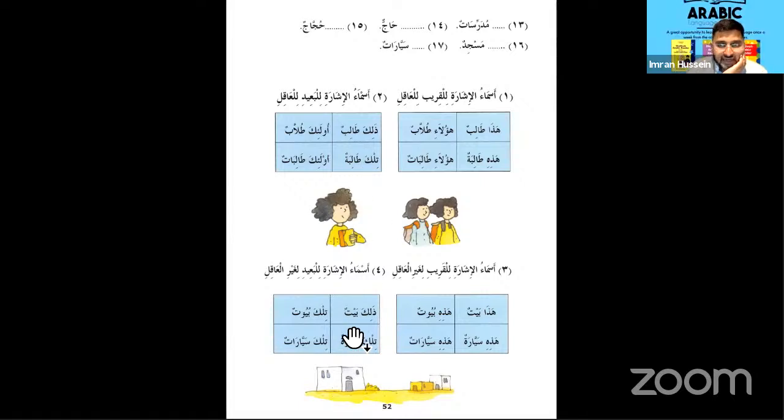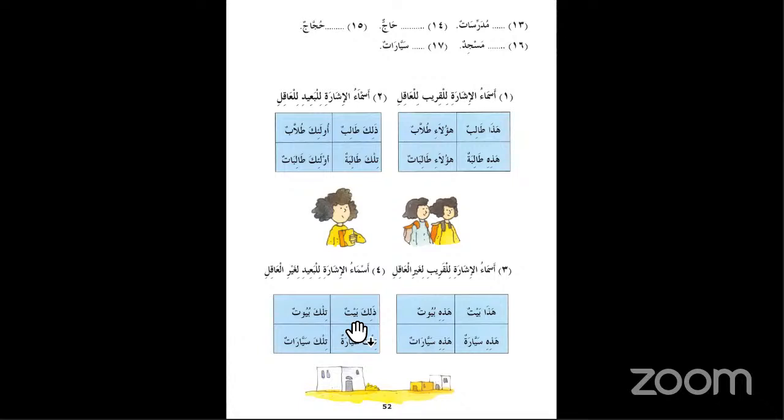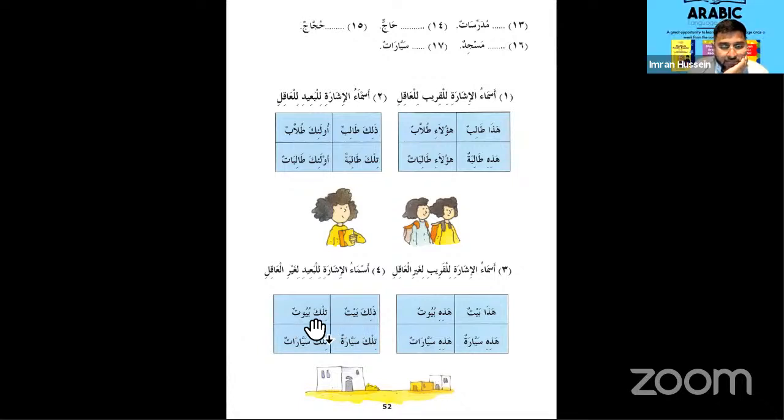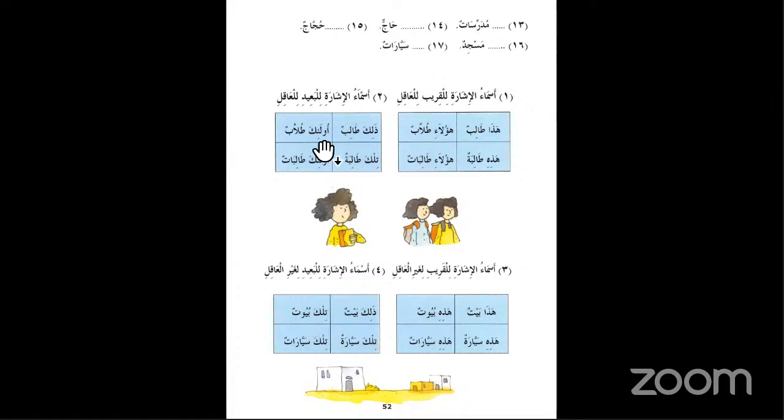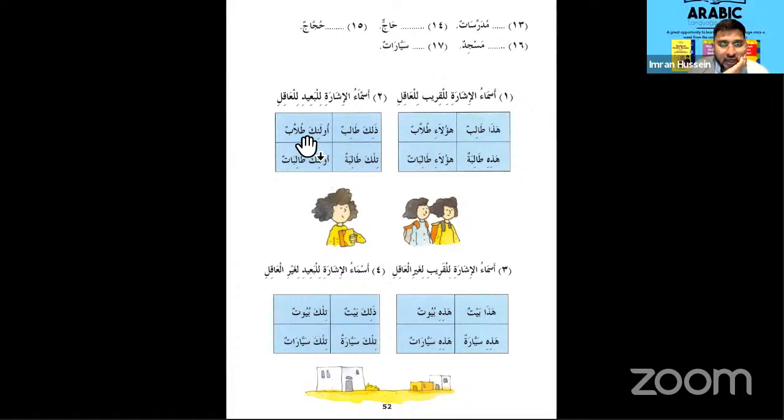Now we go into the non-living, the non-human being. When we're using dhalika and pointing towards that, the noun is of course two, masculine and feminine. So dhalika baytun is a house, and tilka buyutun, those are houses. And over there on the top we use ulaika tullabun, but here in the plural we're using tilka. Okay.